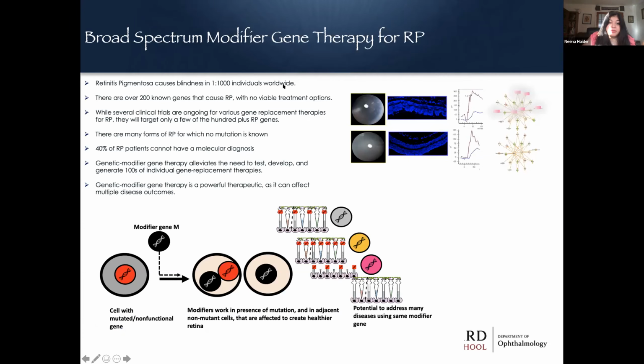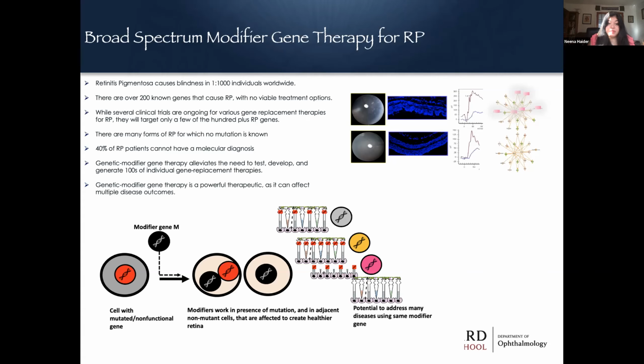So in retinitis pigmentosa, as I'm sure this audience knows well, it causes blindness in 1 in 1,000 or 1 in 3,000 individuals worldwide. And there are over 200 genes that can cause RP. So mutations in any one of these can cause the same disease. And that's where my lab started thinking about, let's look at the phenotype, that we have the same phenotype occurring regardless of these different 200 mutations in genes known to function in these pathways.